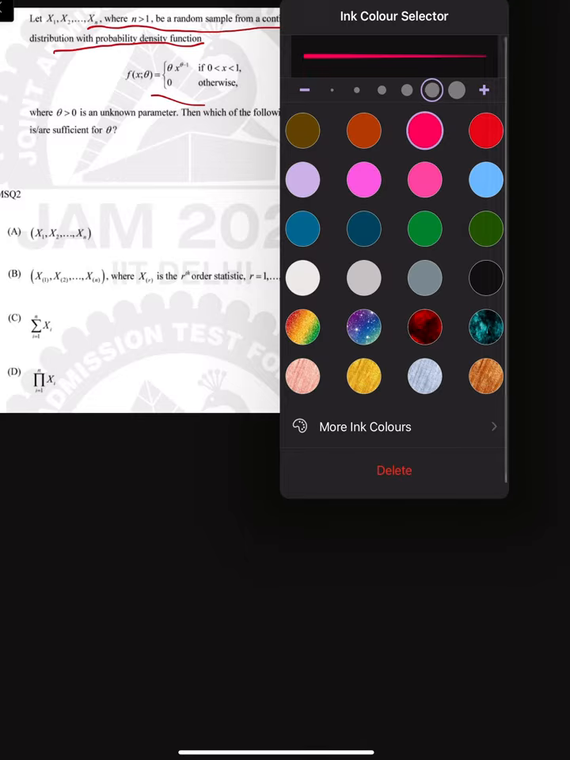If we consider f of x comma theta, that is nothing but the product i equals 1 to n, sorry, this is theta times x to the power theta minus 1 for 0 less than x less than 1. So for a random sample x1, x2 and so on xn, we can find the likelihood.